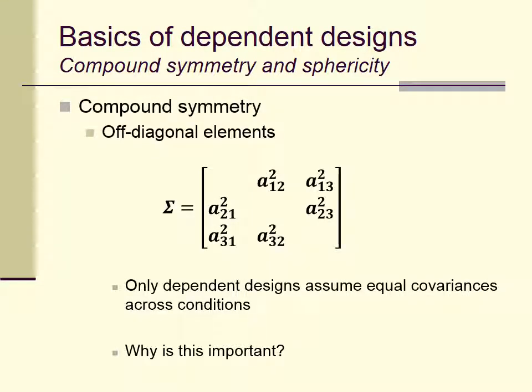Now let's focus on those off-diagonal elements. Remember, these are the covariances between groups in the case of an independent design, the covariance of group A and group B, group A and group C on whatever measure you're making. Or in the case of a dependent design, it's the covariance between condition A and condition B and condition C, on whatever measurement you're making. Now again, we can ask, why is this important? Why is this an assumption that we want to make, or something that we like to see in our data?